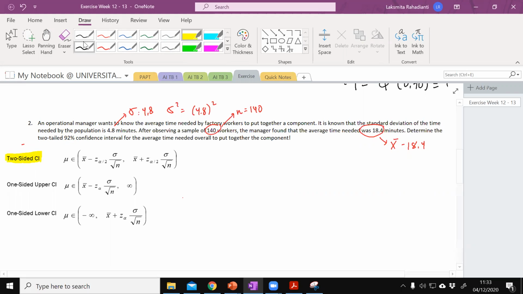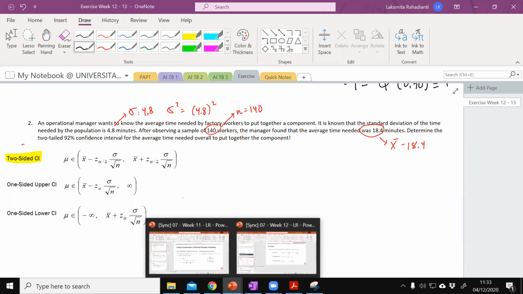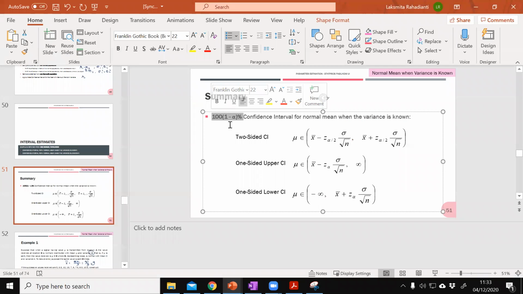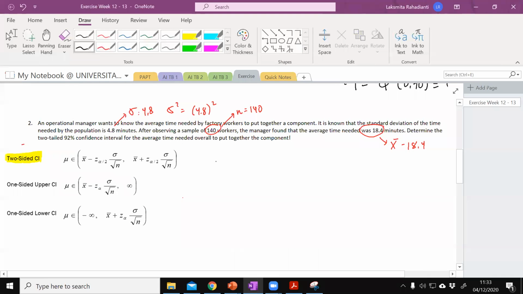So that means that my alpha, since the confidence interval is 100 times (1 minus alpha) percent, let's just write that down, sorry. So if I'm talking about 92%, my alpha will be 0.8.